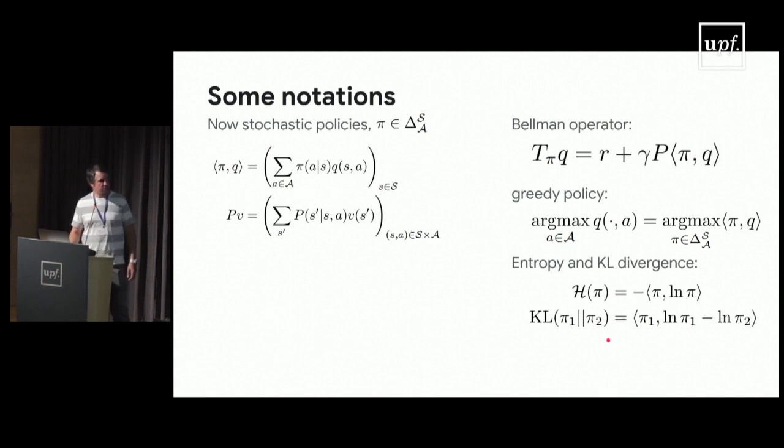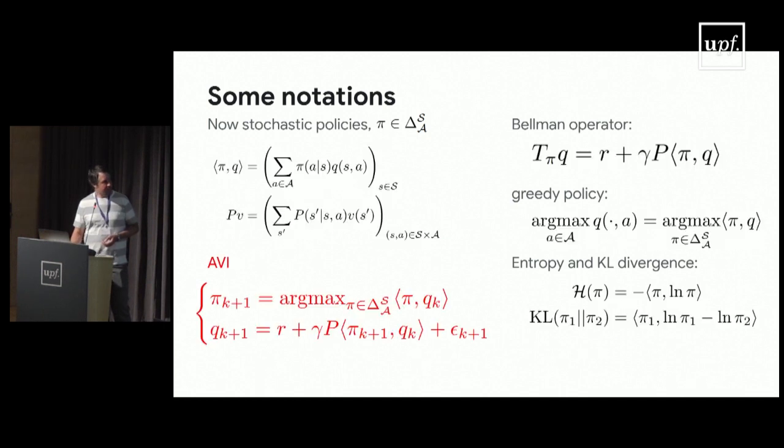And the Kullback-Leibler divergence between two policies, pi 1 and pi 2, is not symmetric, and it's pi 1 log pi 1 minus log pi 2. This is bounded below by zero. The only way to have a zero Kullback-Leibler divergence is that the policies are equal, and it's not bounded from above.